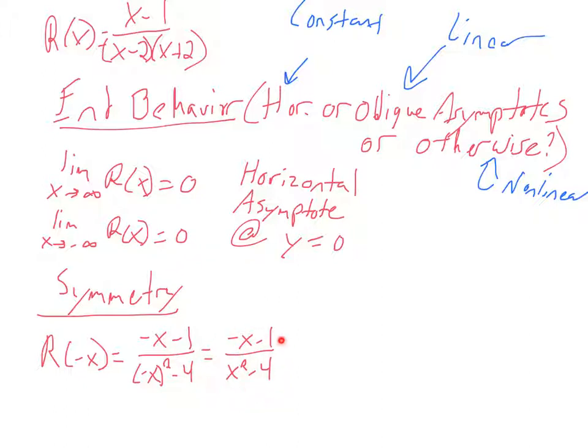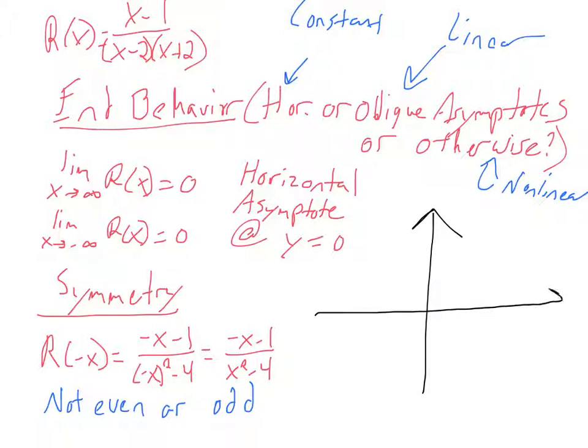And so this expression overall is not the opposite of this expression, right? It's not the same as it, and it's not the opposite of it. So it's neither even nor odd. So there's no symmetry. Sometimes our functions are just not symmetrical. All right, so at this point, we're ready to go ahead and graph the function, or draw a rough sketch of the graph, which we then can confirm with the graphing calculator afterwards.